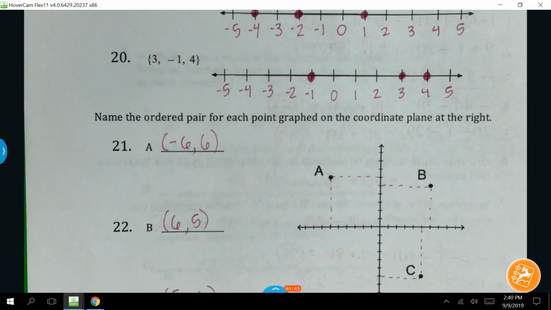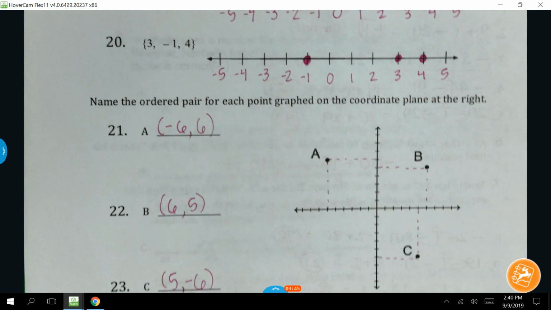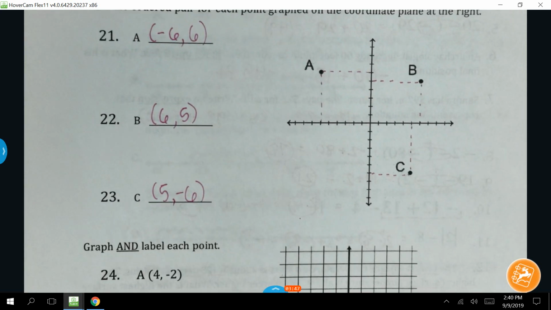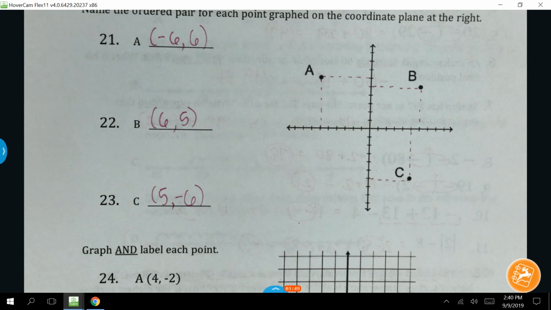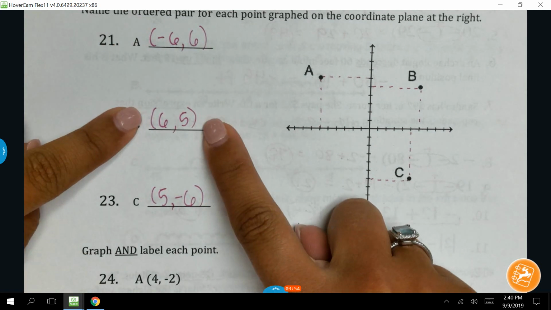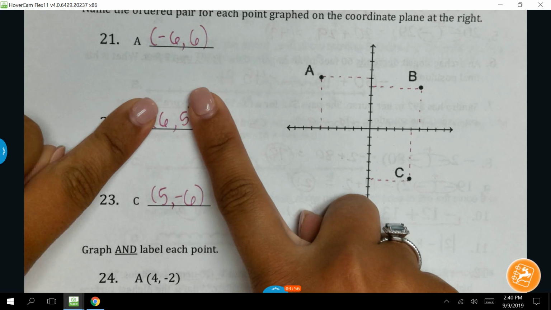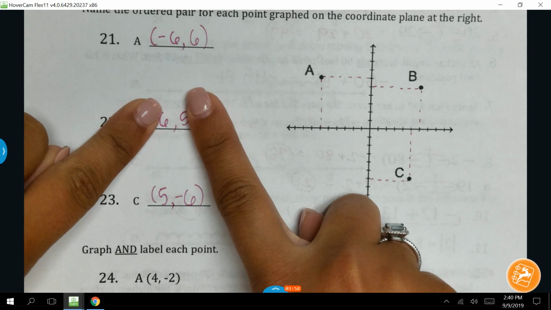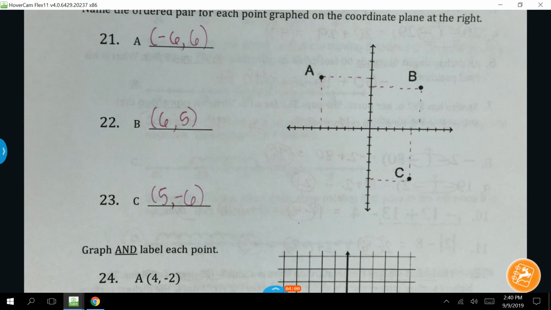And number 21 through 23, you are naming the coordinate points or the ordered pairs. Those parentheses are really important. Okay. Don't leave the parentheses off, because without them, I don't know exactly what you mean by just 6, 5. That just tells me that you're separating two numbers with a comma. Okay, so make sure that you put those parentheses around there so I know that it's an ordered pair.